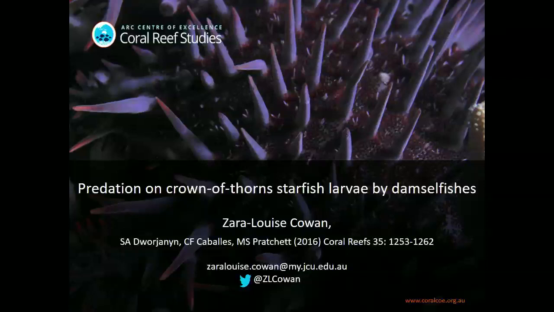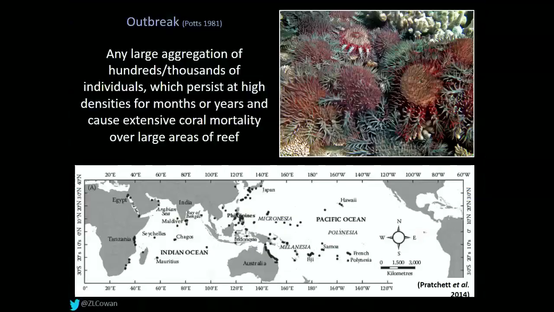Thank you. So I'll be talking about predation on the early life stages of the crown of thorns starfish, specifically the larval stage, by damselfishes, and I'm going to be using the acronym COTS when referring to the crown of thorns starfish. So COTS are best known for their massive population explosions or outbreaks, which are defined as any large aggregation of hundreds or thousands of individuals which can persist at high densities for months or years and cause extensive coral mortality over large areas of reef.